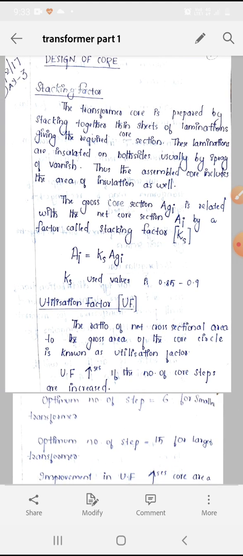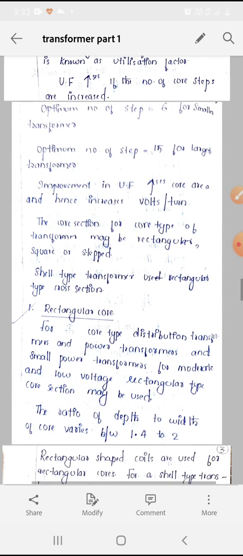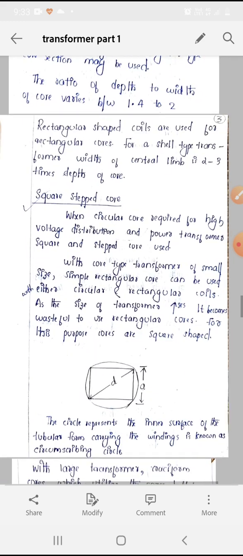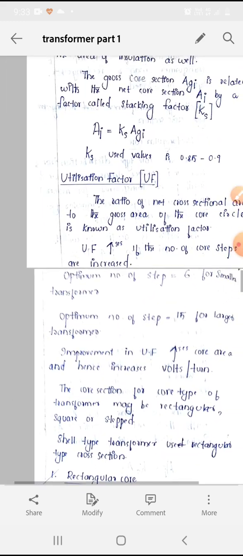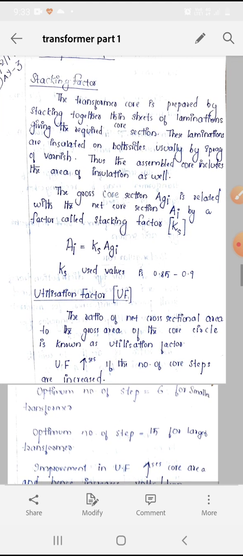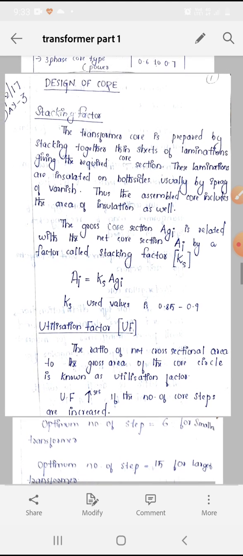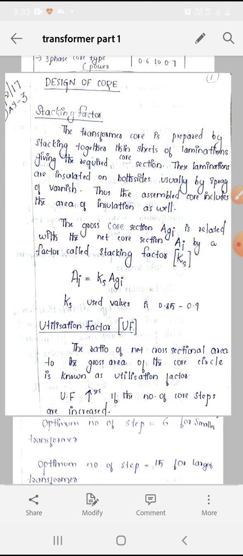Okay. So the next important session, from the exam point of view, is design of core. Since we have gone to TELC and all for IVs, you will be familiar with many terms like stacking, then core, stepped core, cruciform core. You have seen everything in TELC. So moving on to design of core.